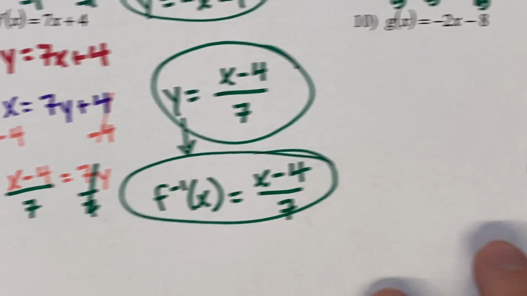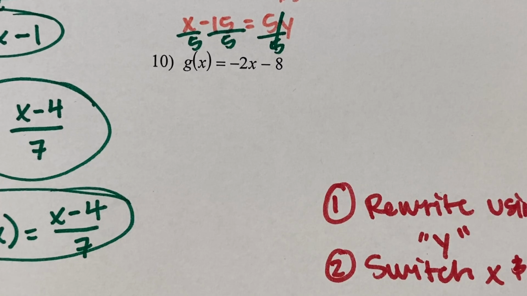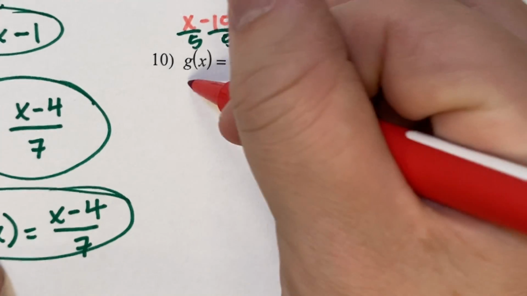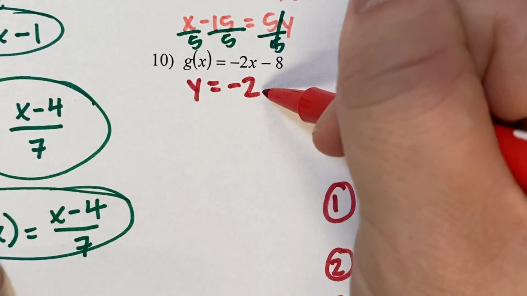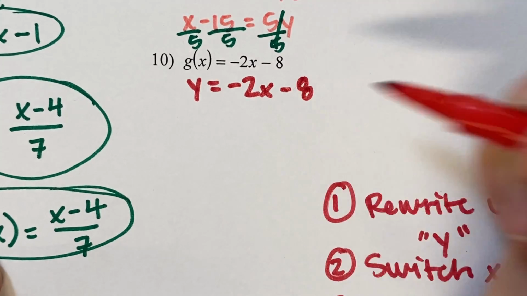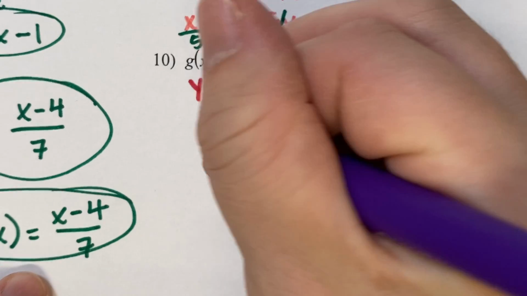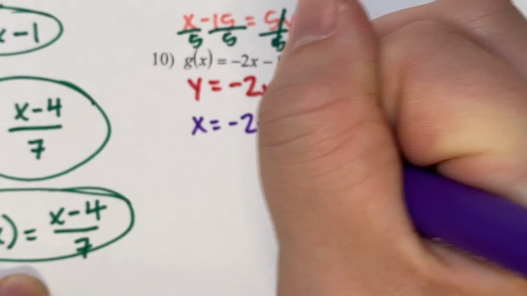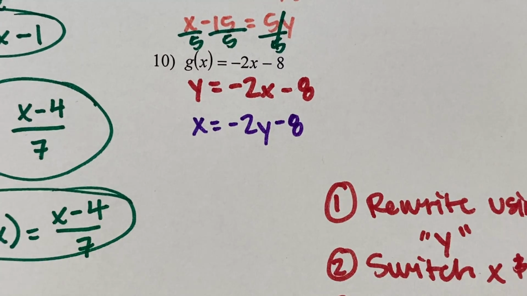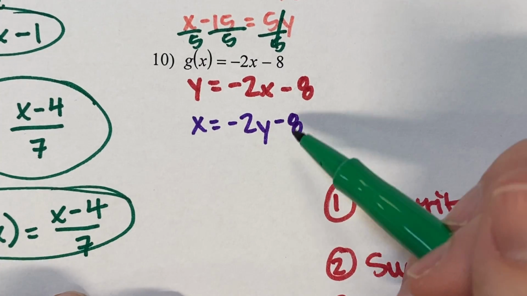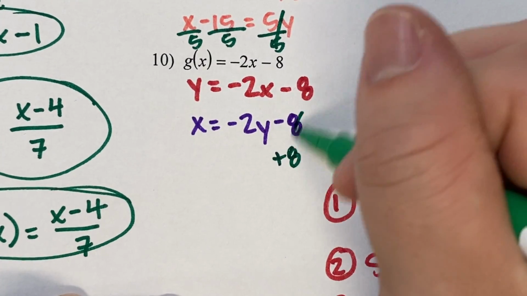Okay, so let's try that again one last time. So first step, change it to a y. y equals negative 2x minus 8. Okay, inverse, switch the x's and the y's. x equals negative 2y minus 8. Then we're going to solve for y. So opposite of subtract 8, add 8.